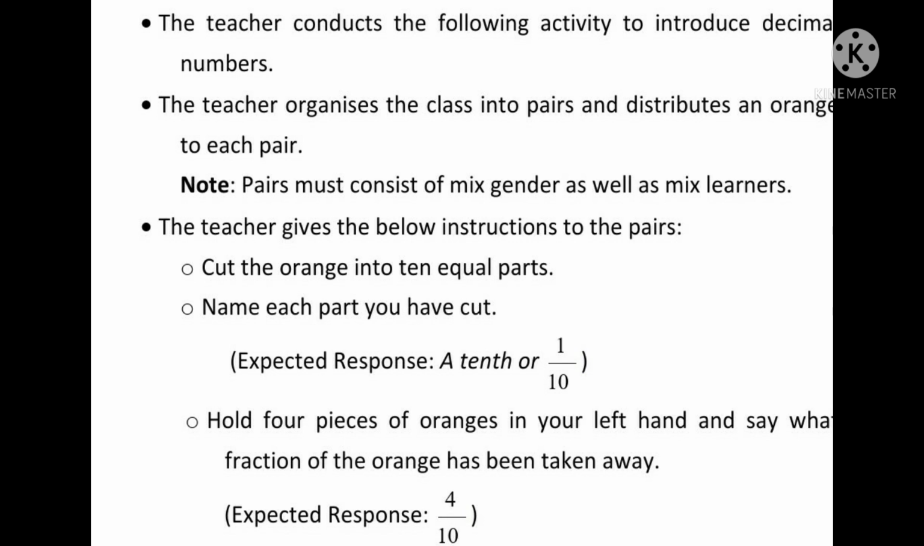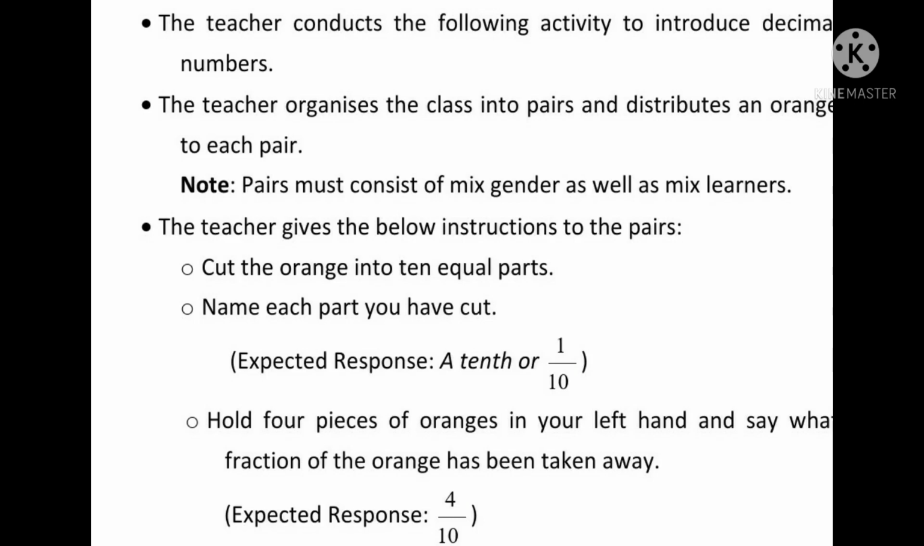Now, here the teacher begins with an activity. The teacher conducts the activity to introduce decimal numbers. The teacher organizes the class into pairs and then distributes an orange, a fruit orange, to each pair. Now, the teacher gives the below instructions to the pairs.